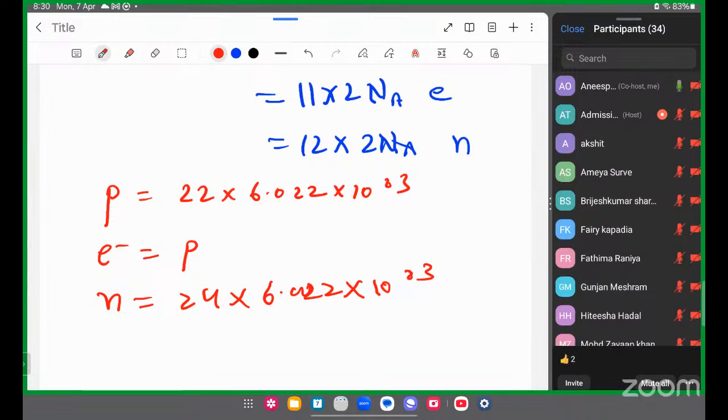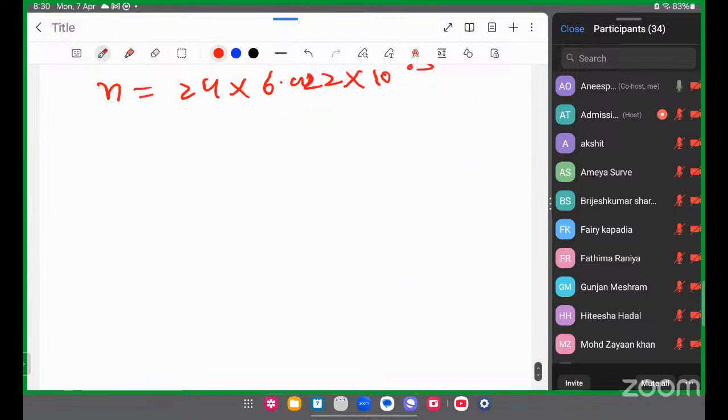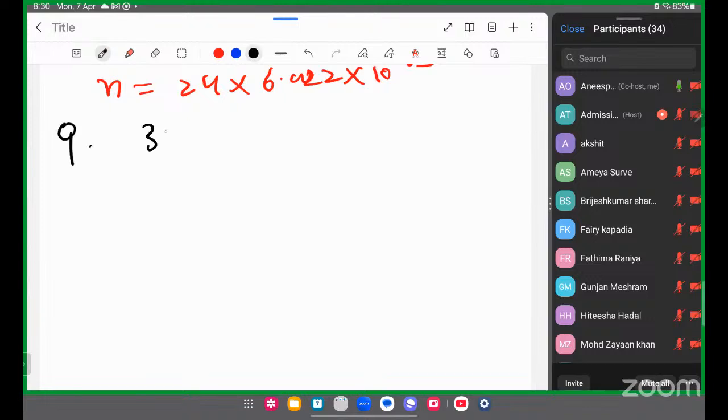Okay. Let's deal with another question. If we are given 36 gram of H2O, what will be its number of moles, number of protons, number of electrons, number of atoms? Everything we want to calculate about 36 gram of H2O. All the information means number of moles, number of molecules, number of atoms, number of electrons, protons, and neutrons.